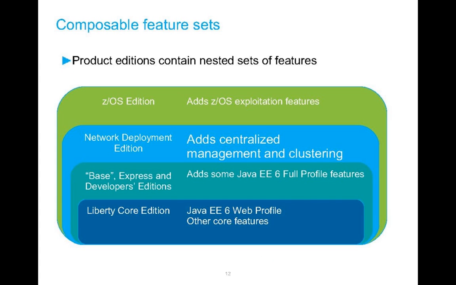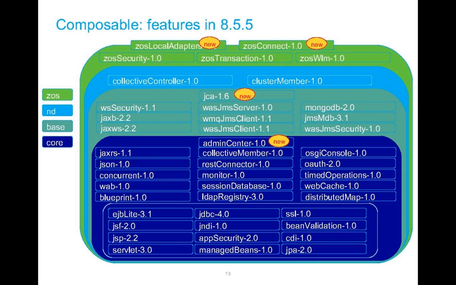Going to the next slide. So this slide shows the different features that are available in each of the editions. You can see the dark blue one representing core, and the bottommost, this rounded rectangle, is actually the features that comprise web profile. In addition to that, there are a number of features that are there in core. So they are shown outside of that, like say web cache, distributed map, and OAuth, and so on. Admin center, which is new for administration.